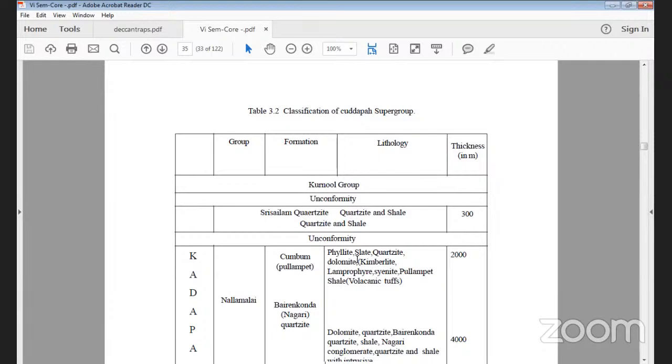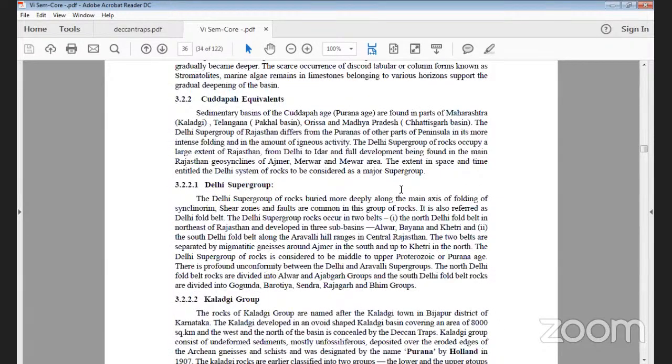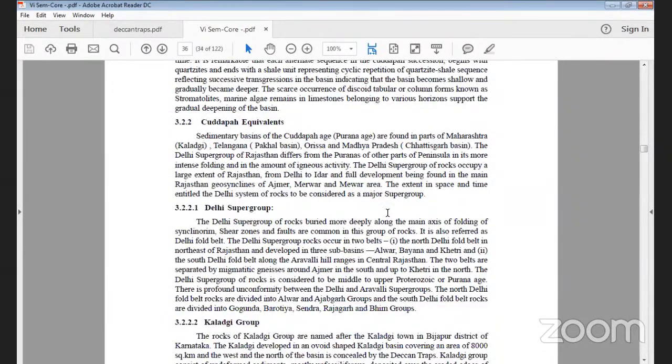Then after the Sri Shailam formations, we will see the Karnool group. The Karnool group is another system, or another supergroup of a Proterozoic formation. Then what are the equivalents? Here there are some equivalents of one group to another. Let us see what those are. The first one is the Kadapa equivalents. The Kadapa equivalents, based on sedimentary basins of Kadapa age, are found in parts of Maharashtra, Kaladgi, Telangana, Orissa, Madhya Pradesh.